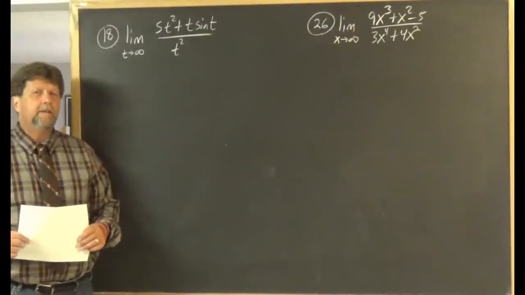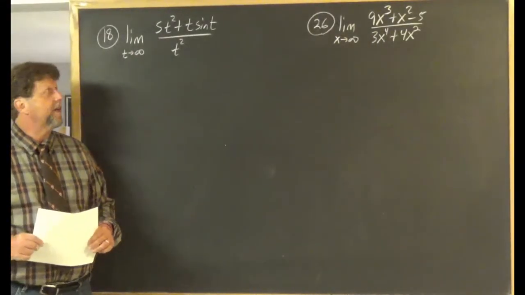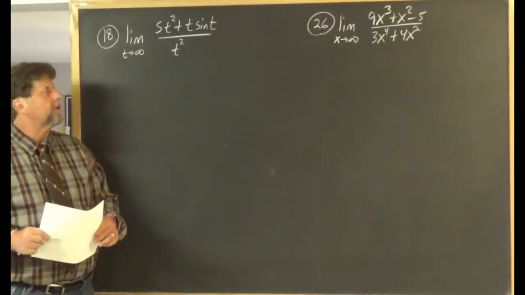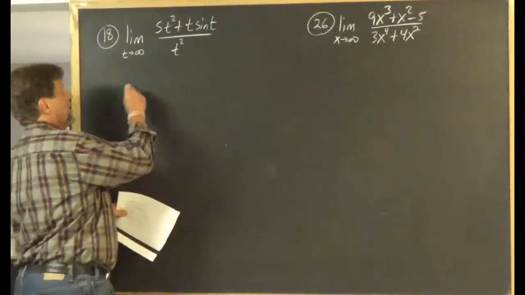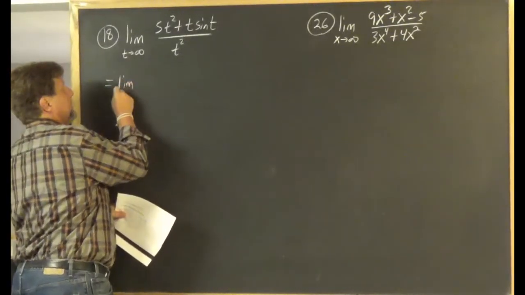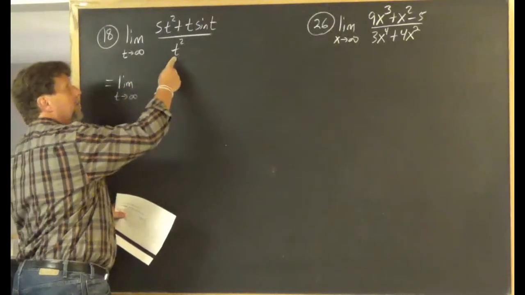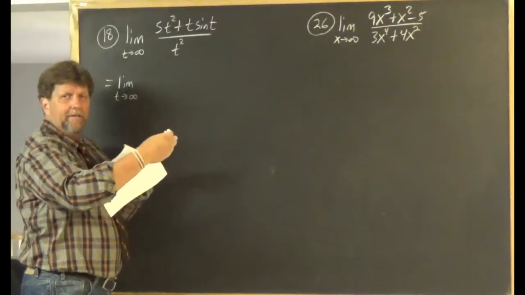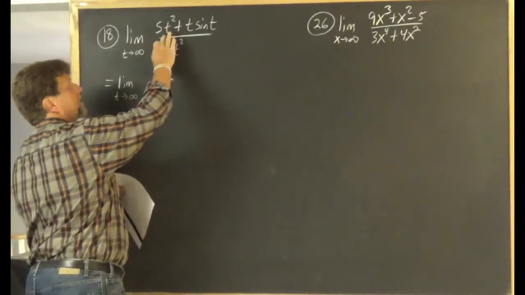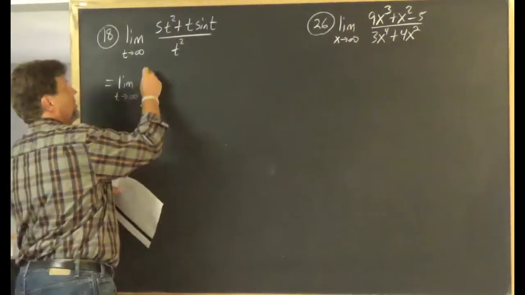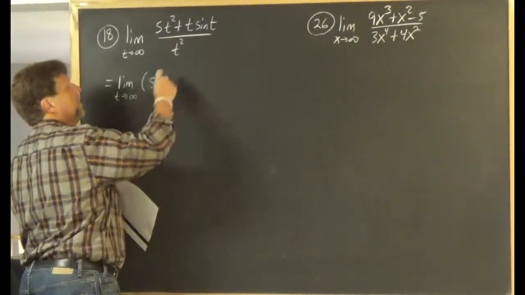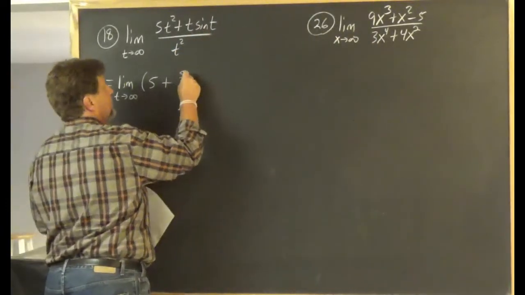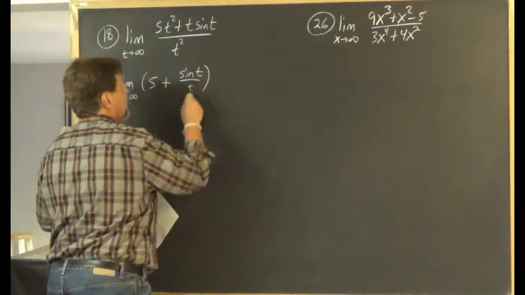Okay, folks, number 18, you're asked to find the limit as t approaches infinity of 5t squared plus t sine t, all of that over t squared. I would actually start by using the fact that the denominator is a single term, so I could split this into two fractions. It's like the meaning of a common denominator, to get 5t squared over t squared, which would simplify down to 5, plus t sine t over t squared. That would simplify down to sine t over t.